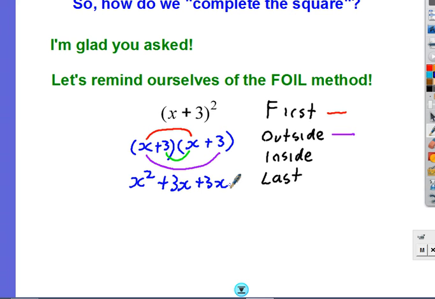That's the really important thing to notice. And then the last one is the last in the first lot of grouping symbols times the last in the second one. I've chosen the wrong color.